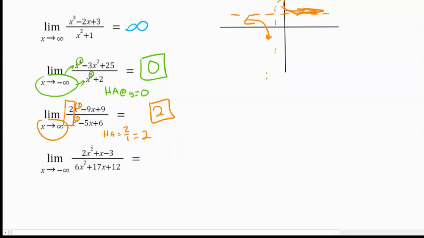Last one here, same idea. I have 2 exponents that are the same, so the degrees on the top and bottom are equal. So my horizontal asymptote is at 2/6, or 1/3. So my limit also approaches 1/3.